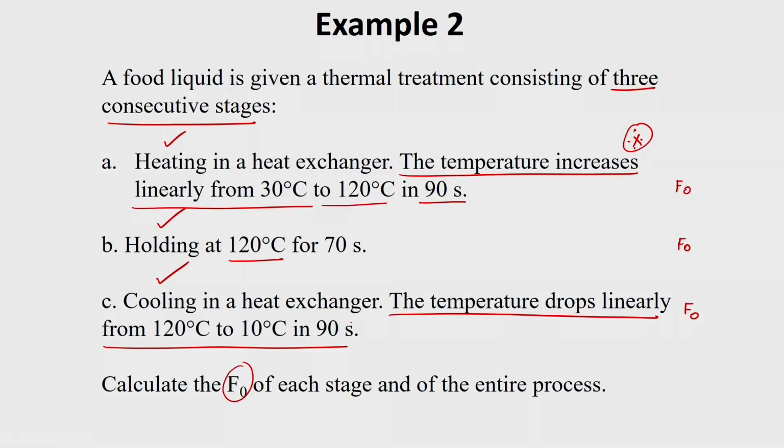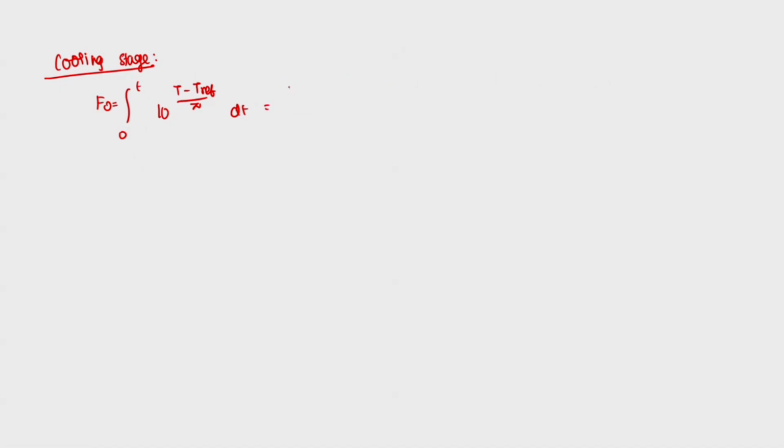Cooling stage also, F naught is integral 0 to t of 10 to the power of (T minus T reference) upon z into dt. So, cooling stage it is about 90 seconds again, but it cools from 120 to 10 degree centigrade. So, 0 to 90 seconds, 10 to the power of, we need T as a function of t, minus 121 upon 10. So, how to calculate T as a function of t?